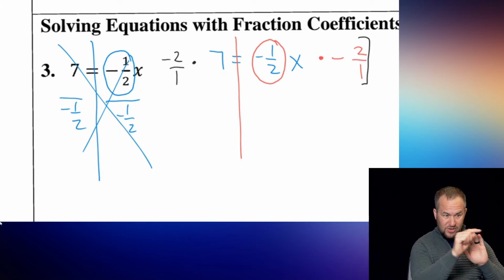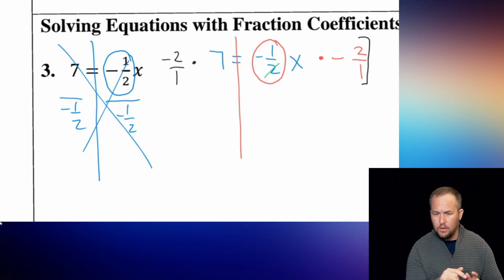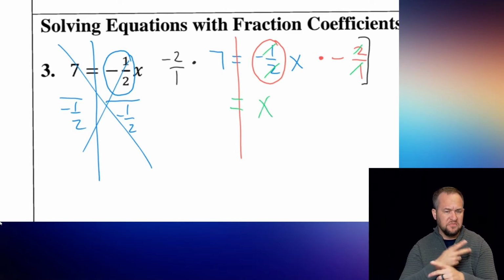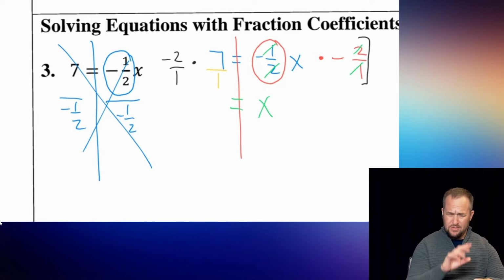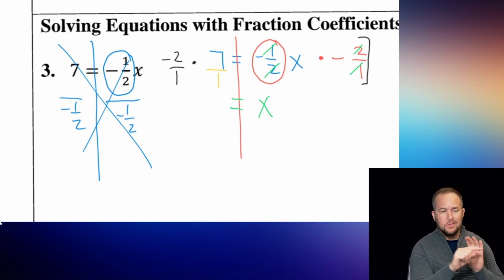Okay? So the reason that we multiply by the reciprocal is, take a look on the right side. All of this cross simplifies. So all I have left on the right side is an x. And then on the left side, you can put this over 1 if you would like, or we can just see it's negative 2 times 7. So negative 2 times 7 gives us a negative 14.